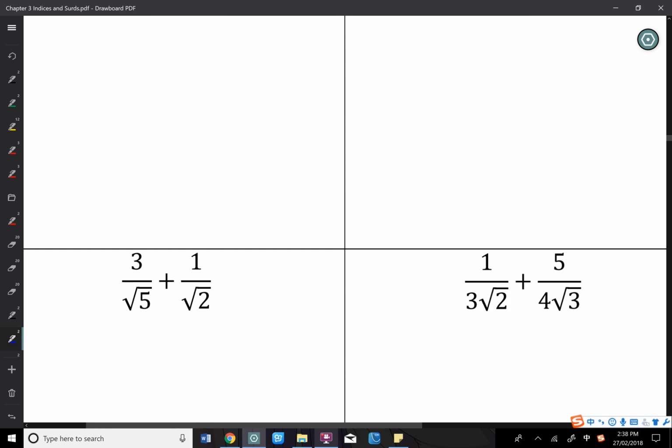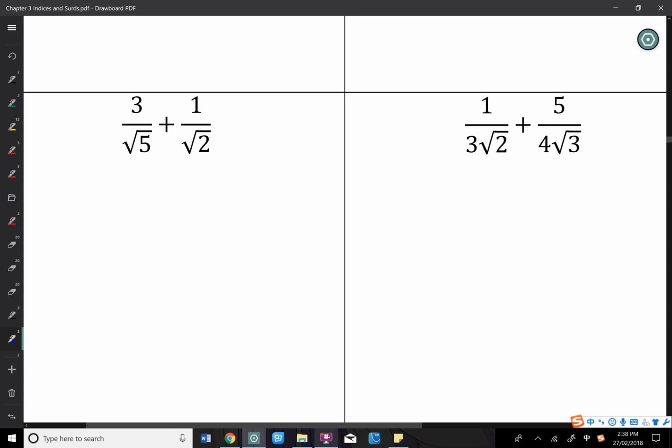Let's have a look at the third line, when you're trying to add two fractions.